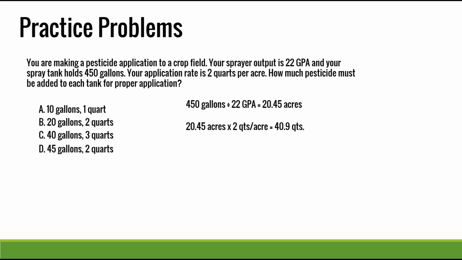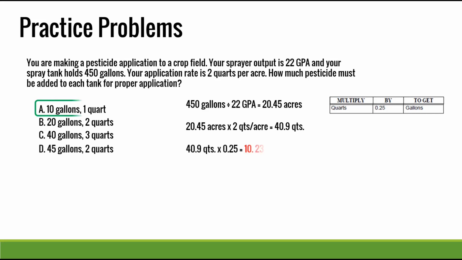Our answer needs to be in gallons. So the last step is to convert quarts to gallons. Looking at our conversion table chart, we see that we need to multiply our quarts by a factor of 0.25 in order to calculate gallons. So let's go ahead and do that now. 40.9 quarts multiplied by 0.25 is equal to 10.23 gallons, or in this case, 10 gallons and nearly 1 full quart. So the answer is A.